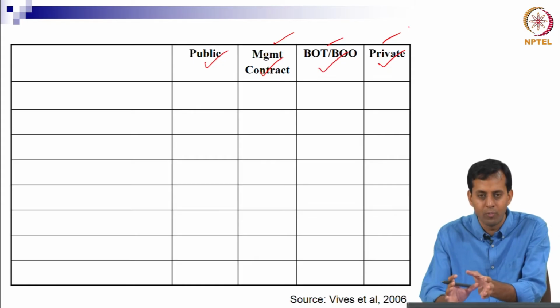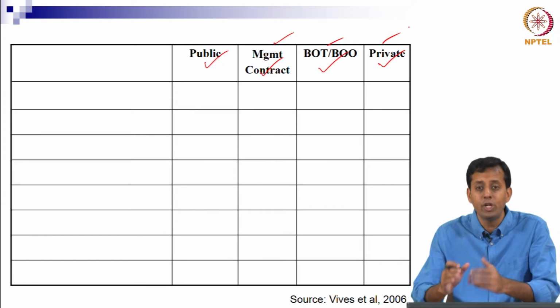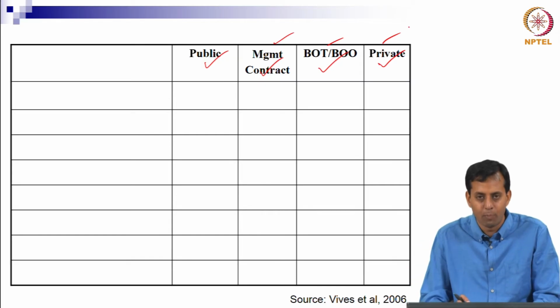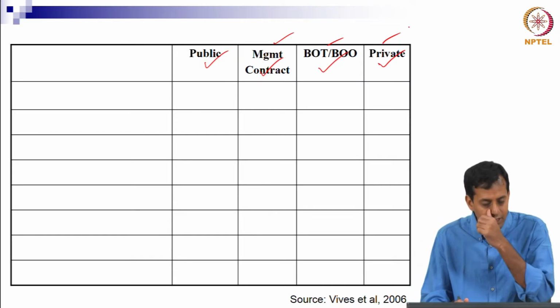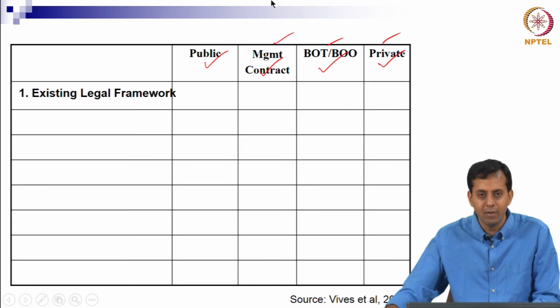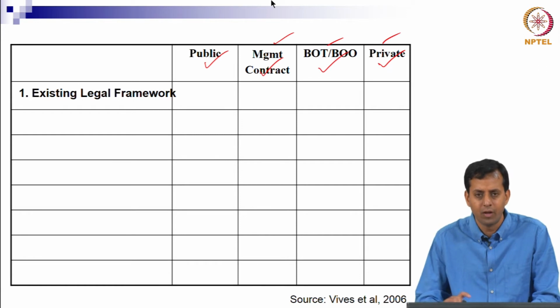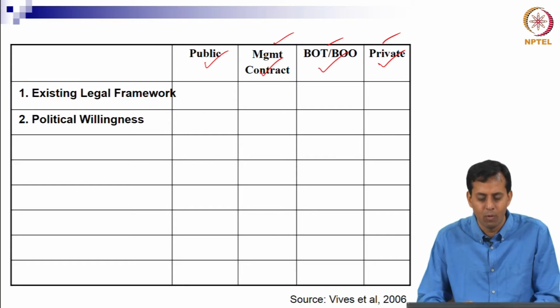Should I do it within the public domain? Should I do it as a PPP? If I were to do it as a PPP, which model of PPP would be the most appropriate? Now in order to make these decisions, Antonio says let's look at a few parameters. The first parameter is let's see if there is an existing legal framework for PPPs or not. Second parameter, and I will go through these parameters and then explain what they are, is there political willingness to undertake PPPs.